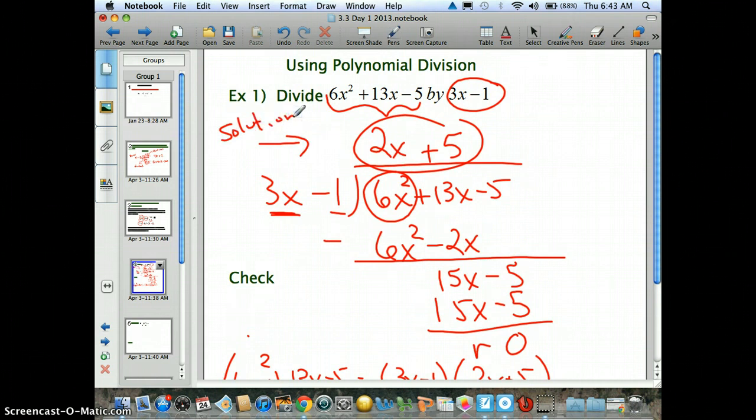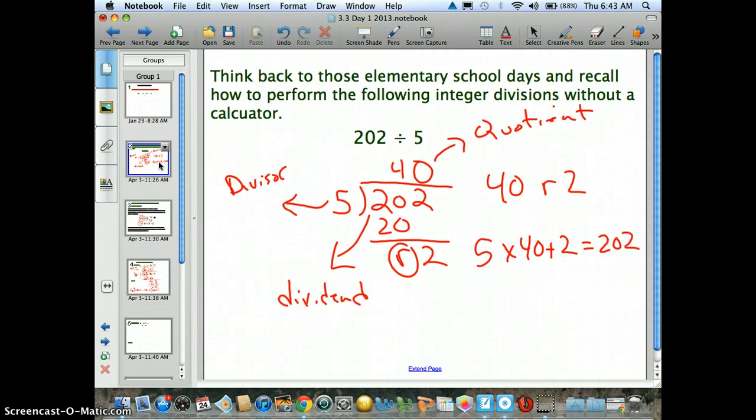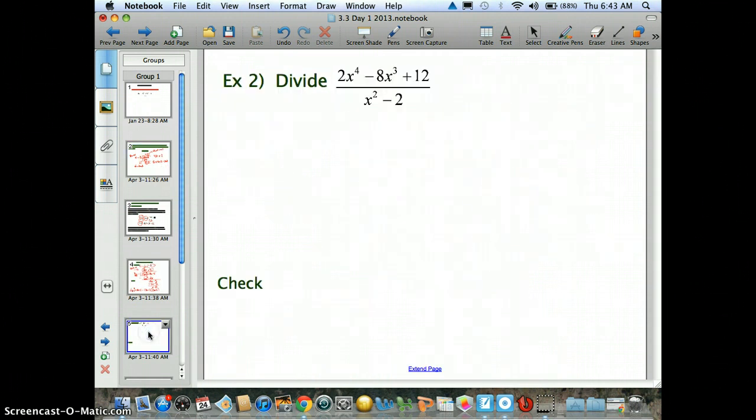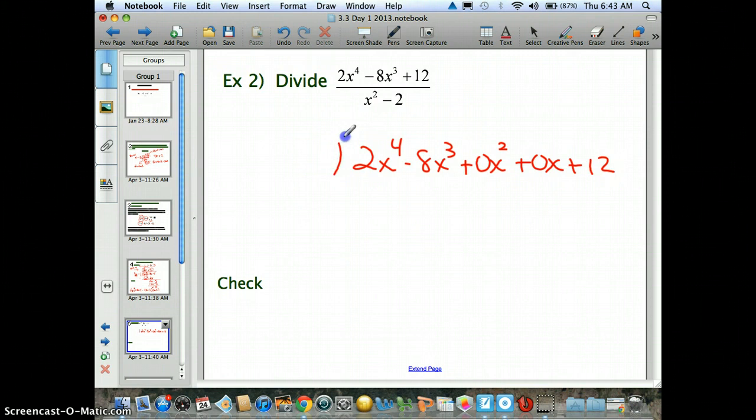But if you notice, it's very similar to our algorithm when we used real numbers here in this slide. One thing that does come up occasionally is you have to do what's called zero filling in your dividend. Notice when we're dividing this, we have 2x to the 4th minus 8x cubed, but there's a missing x squared and a missing x power. So we're going to put in 0x squared, 0x, and then the 12. Those are just going to be placeholders to collect our terms when we start our algorithm here. Then we're going to divide that by the x squared minus 2.